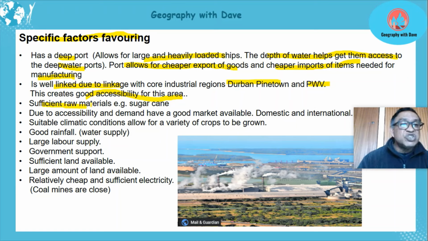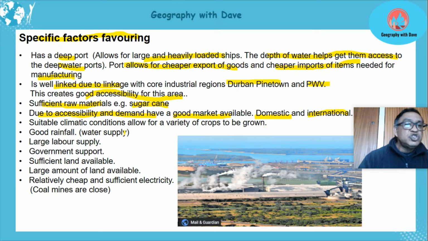Again, there are sufficient raw materials pertaining to those industries, like sugarcane and agricultural raw material that's available. Again, due to accessibility and demand, a good market is available, domestic and international. The port nearby at Richards Bay will allow them to export, plus a domestic market that needs the products. It's linked to the PWV, Durban, Pinetown. There's demand there for it, it's sold to those areas.